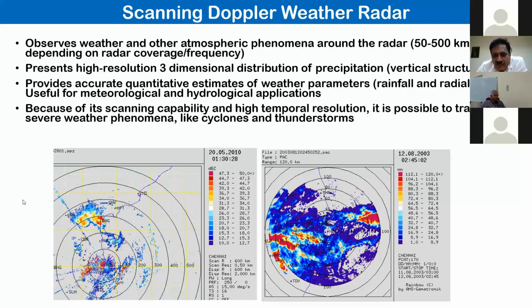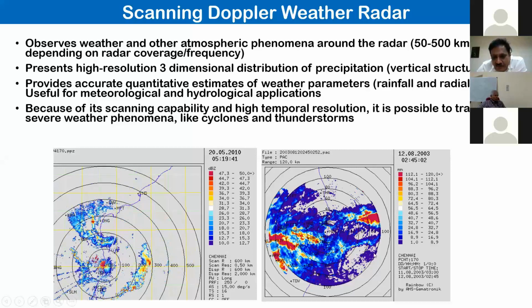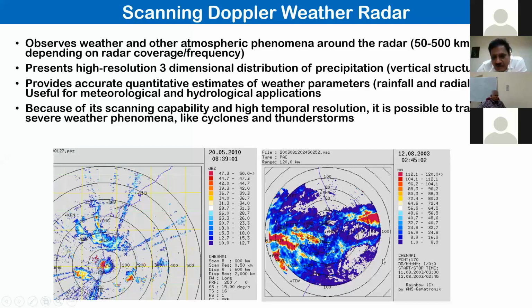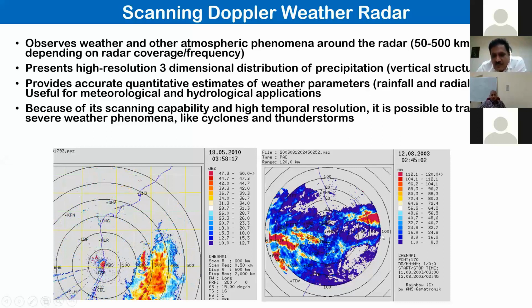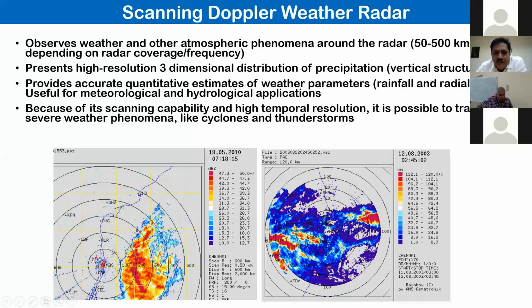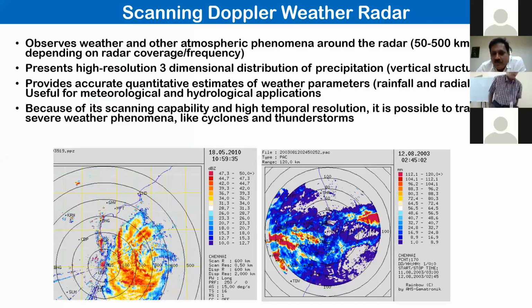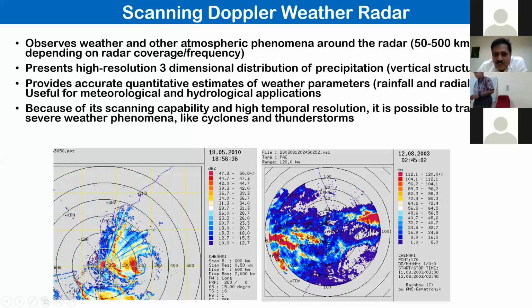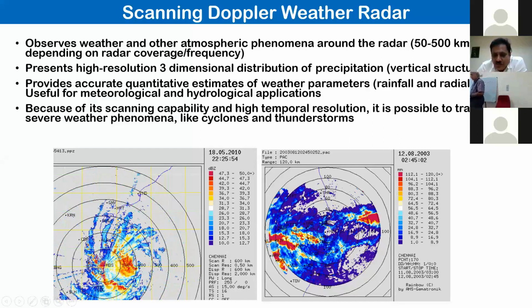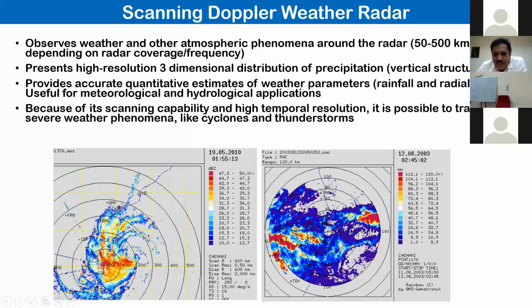And on the right side, you can see the rainfall distribution around the radar site within a 100-kilometer area. Generally we get the rainfall information from a rain gauge, but that's a point measurement. You can imagine how many rain gauges are required to get this kind of distribution. And just one radar does that job.